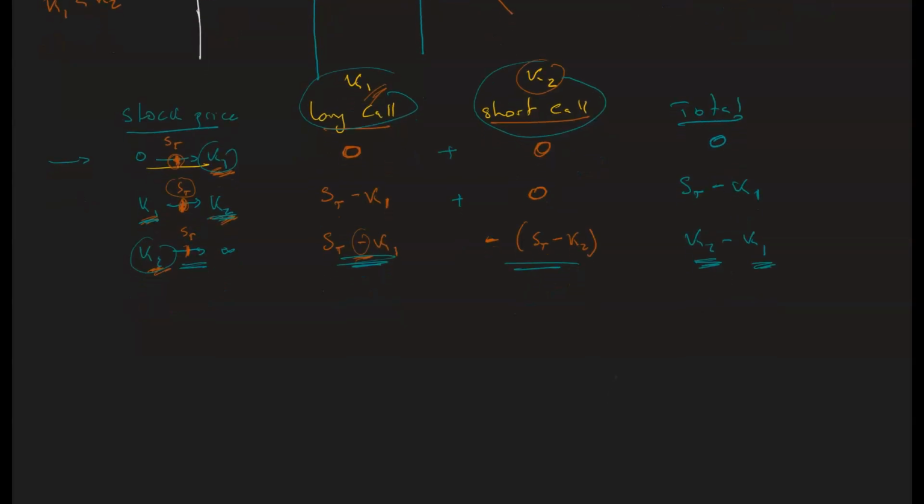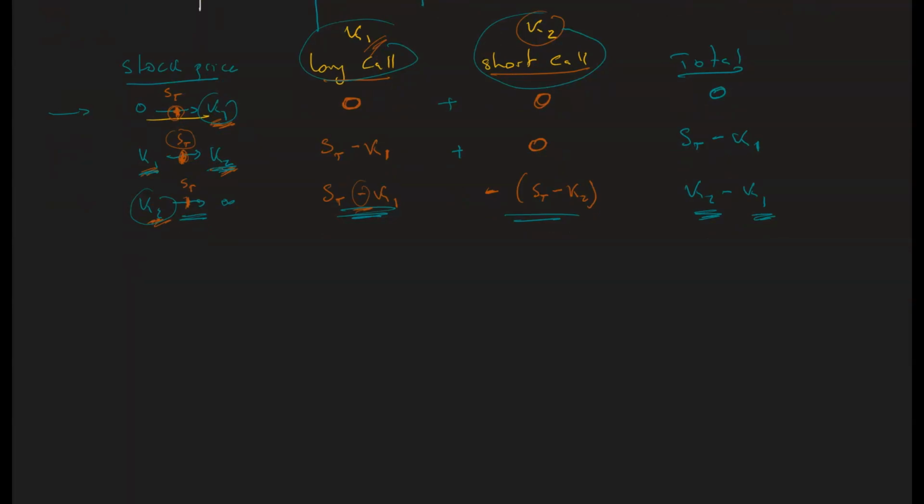Now let's look at a quick example of this. Let's consider a bull spread strategy where we do the following. We're going to take a long position in a call option with a strike price K1 equal to 30. That's our K1. And let's say we pay a premium for that call option: call option 1 is going to be paid at $3 per option.